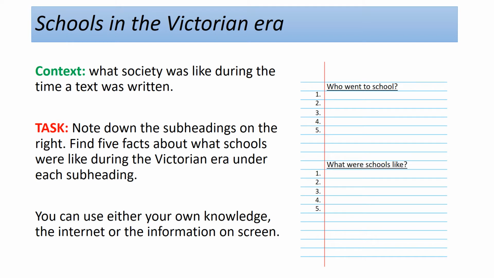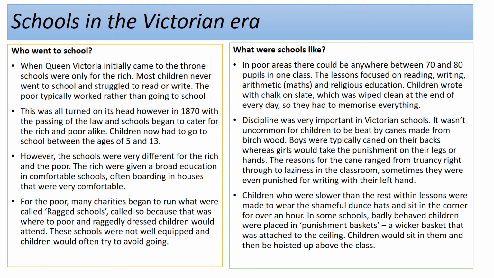You're going to need to spend about 8 minutes. So pause your video in a second or go onto the internet, research it yourself and pull out 5 facts underneath each of those subheadings that you can note down to help us understand exactly what schools were like in the context of the Victorian era. So here's the information for you to read. So I'm going to pause your video now for a few minutes to find your 5 facts for each subheading.